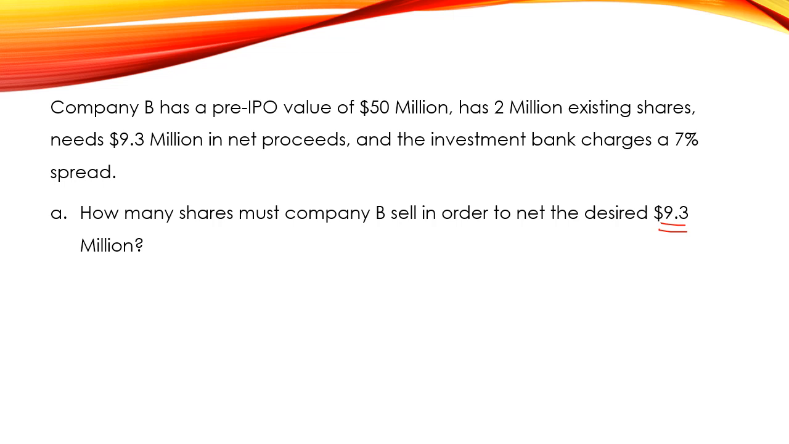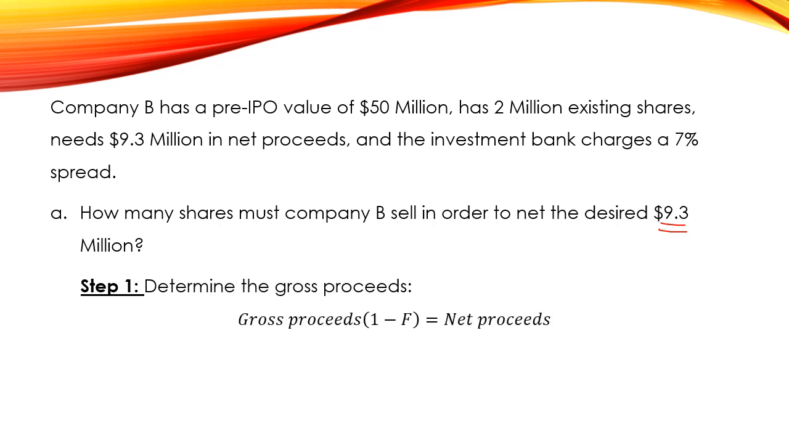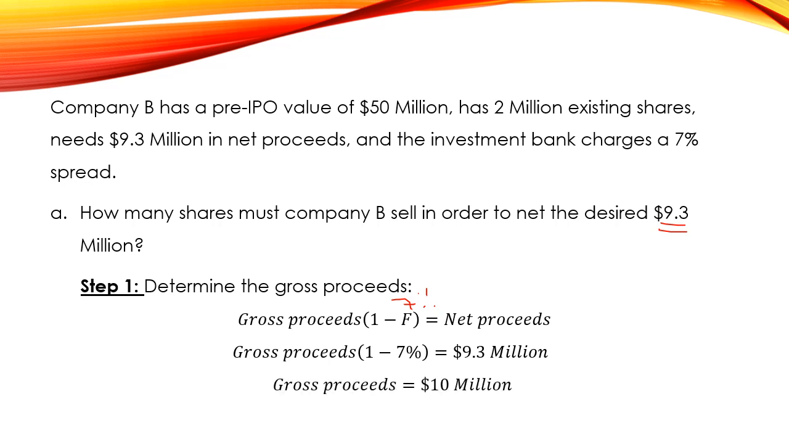To determine the number of shares that need to be sold by firm B, first of all, we need to determine the gross proceeds. We know that gross proceeds times 1 minus F, which is here the 7% spread, will be equal to the net proceeds. Net proceeds, we know that they are equal to $9.3 million. As a result, the gross proceeds are equal to 10 million, so Company B needs to sell shares for $10 million in order to get its $9.3 million needed.